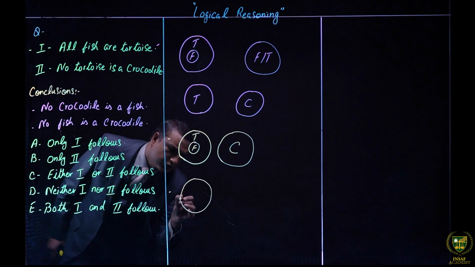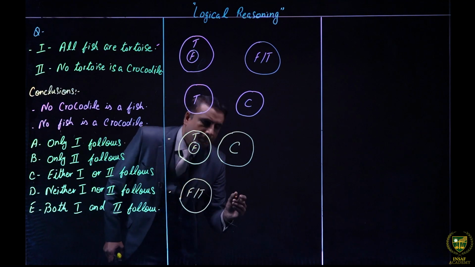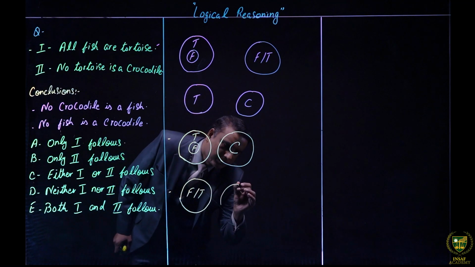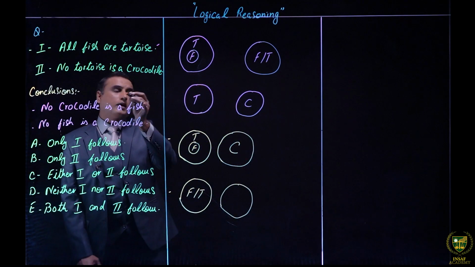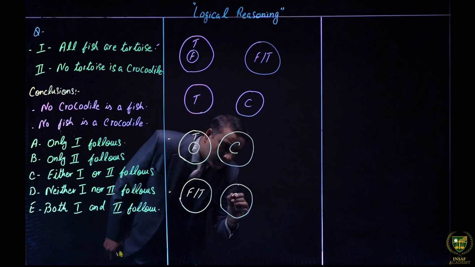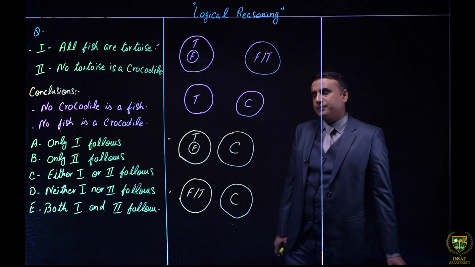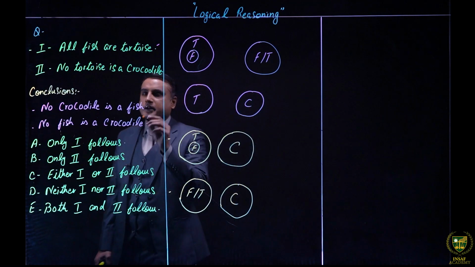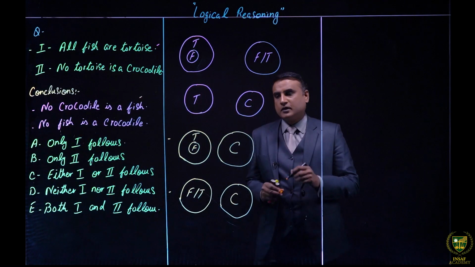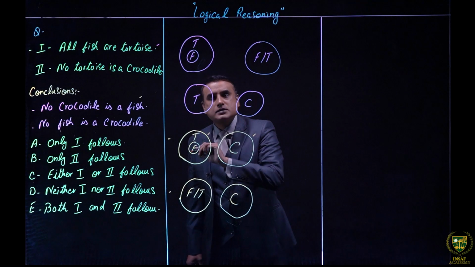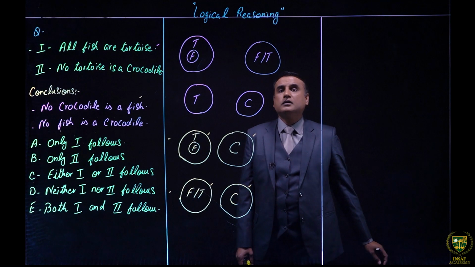If we combine these two, F and T, and obviously because no tortoise is a crocodile, that is why the crocodile circle must not intersect the tortoise circle. So now evaluate our conclusions. No crocodile is a fish. Obviously, no crocodile is a fish. Here too, no crocodile is a fish.